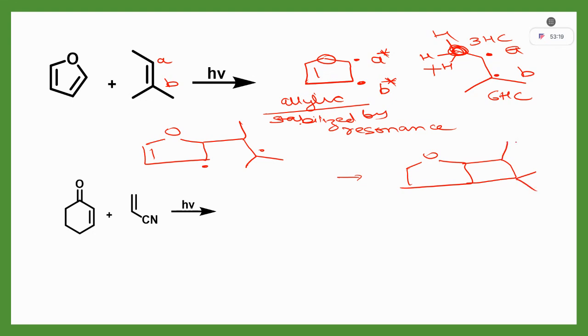Now you understood how you have to solve these type of questions. Basically, combine those two radicals first which are unstable, and then at last combine those stable radicals. Yes or no?